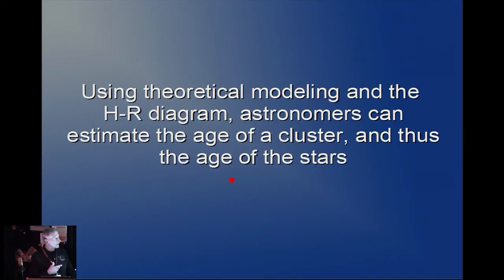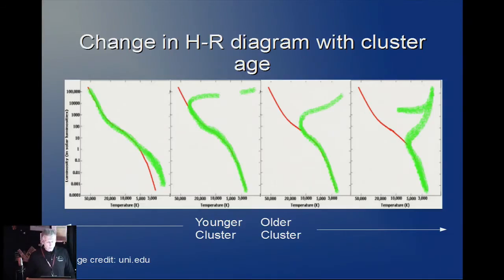So they use theoretical modeling and this HR diagram to estimate the age of that cluster. And they'll find things like this. The one on the left is showing mostly main sequence stars. It's all in that slanted line. So that's a younger cluster. The next one over, some of the stars have left the main sequence. And the older the cluster gets, the more stars have left the main sequence. So they use this idea and theoretical modeling to estimate the age of the star.